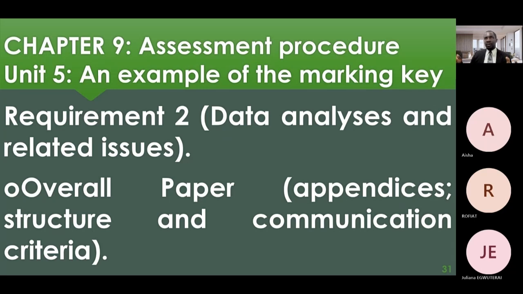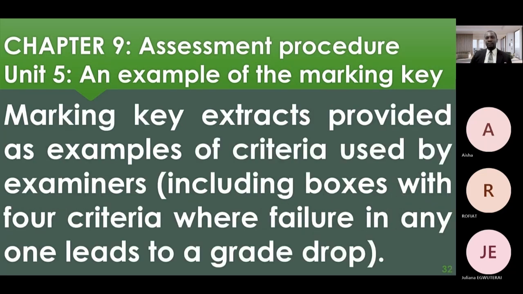Appendices are your numbers, number crunching and calculations tables, but you need to communicate those numbers into words. Very important. So the marking key extracts provided examples of criteria used by the examiner. So you need to include the boxes with 4 criteria where failure in any one leads to a grade drop. What does that mean? Failure to integrate your numbers into words or discussion will lead to your grade drop.